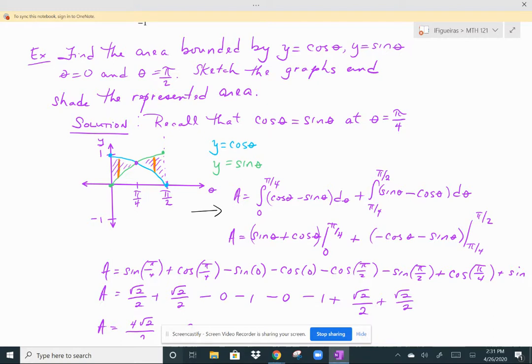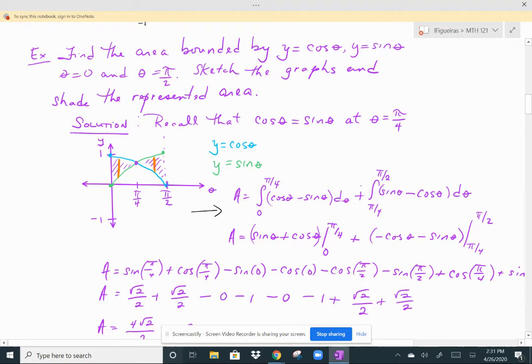Then the area on the right is the integral from pi over 4 to pi over 2 of sine of theta minus cosine of theta, d theta. We add these two integrals together because we want to know the total area. So we have to take the area computed with the first integral plus the area computed by the second integral to get the total area.